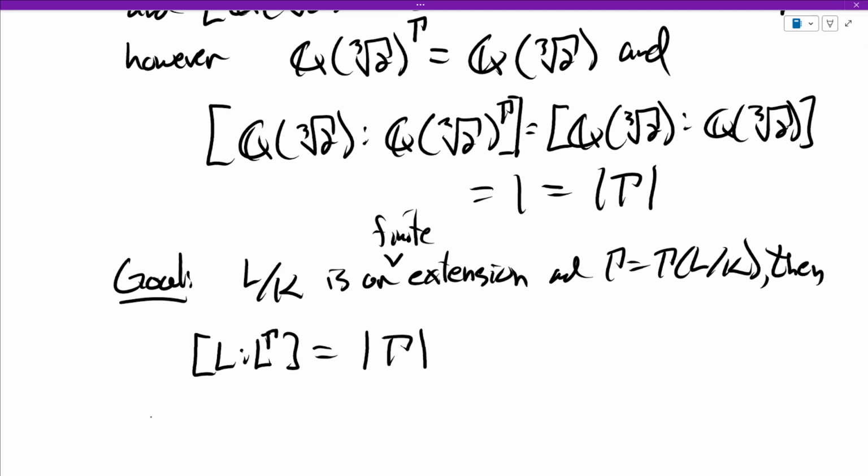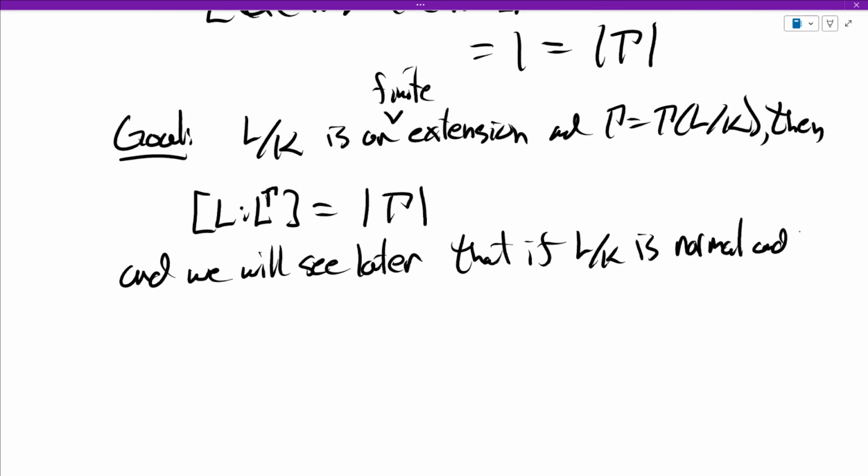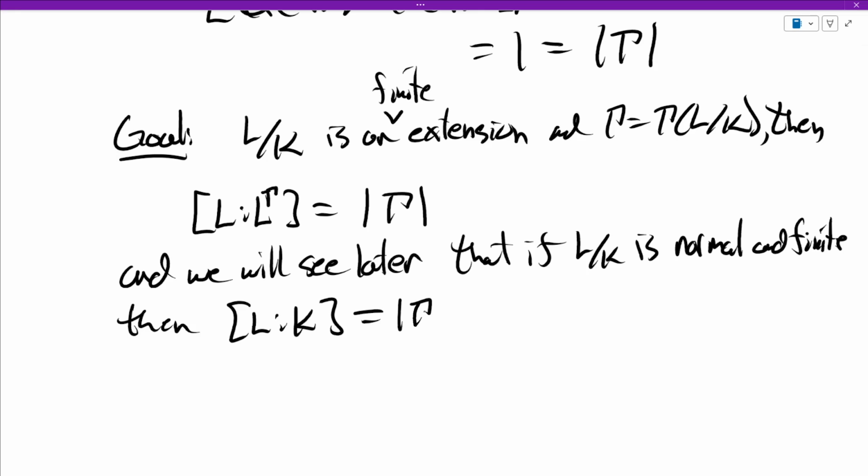Now it turns out, we will see later, in chapter 12, in two chapters, that if L over K is normal and finite, there's Galois theory for infinite extensions, but that's not the scope of this class, then it turns out the degree of L over K is actually the order of the Galois group. That is, the fixed field of gamma is just K. But that we'll get to later. In this chapter, we want to prove this result. That's where we're headed.